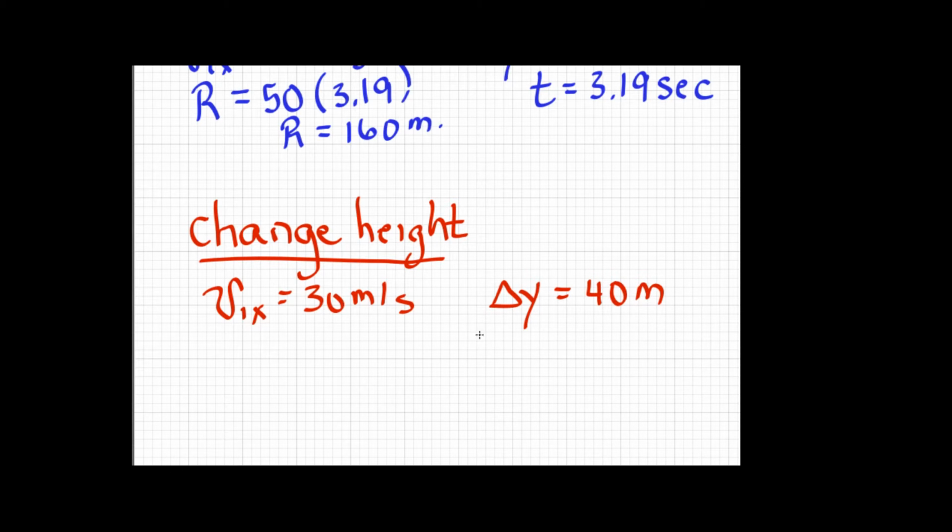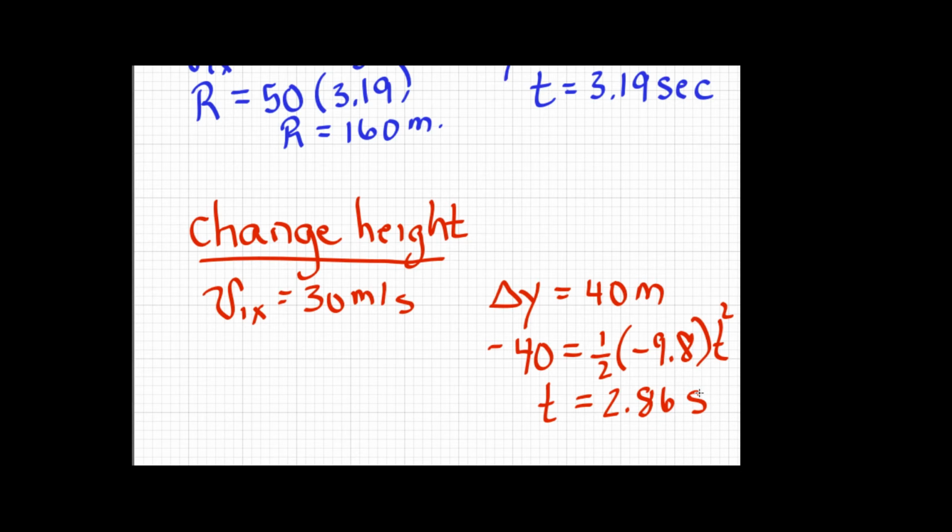And you'll notice that I'm going to be changing both the range and the time, because my time now is going to be calculated using negative 40, and it's negative because we're ending below where we started, equals 1/2 times negative 9.8 times t squared. See if you can throw that in your calculator, and when we do that, look at what happens to the time. It was 3.19 seconds before. Now my time is shorter. It's going to take less time to hit the ground.